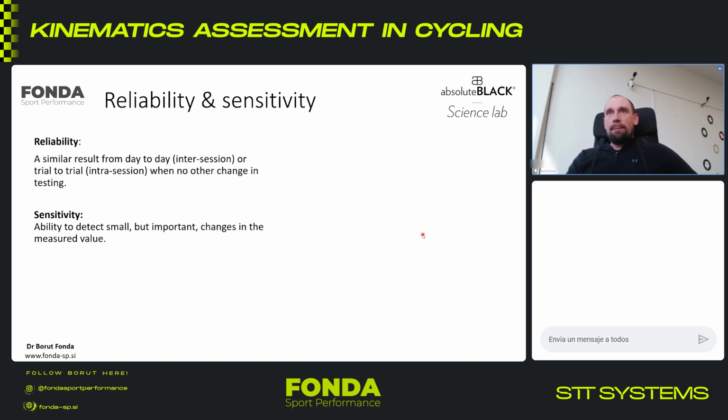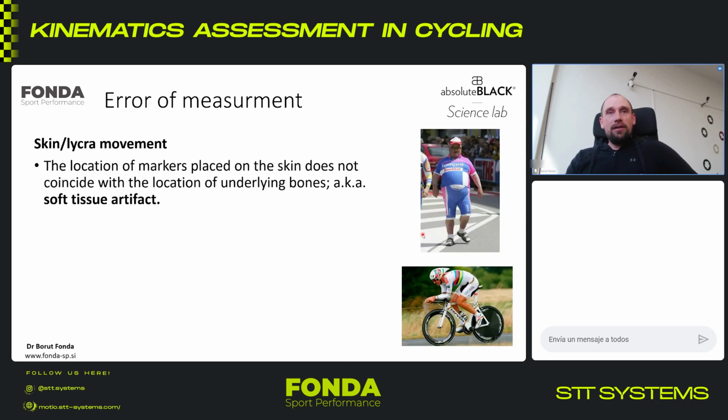So these two terms, precision, accuracy, and reliability, sensitivity, basically give us the total error of measurement. Now, the error of measurement can also be due to some other factors. It could be skin movement. So if you can imagine, we have some so-called guidelines or reference values based on bony landmarks.